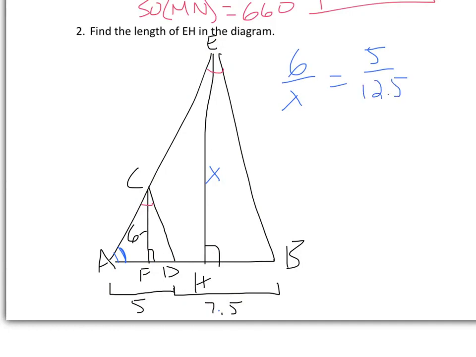Now we can do our multiplication. We get 5x equals 75, and x equals 15. All done.